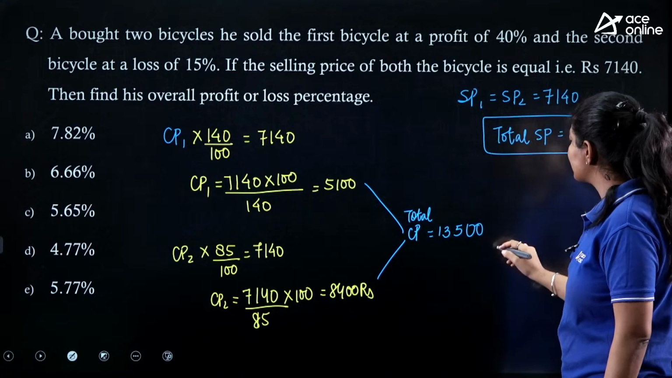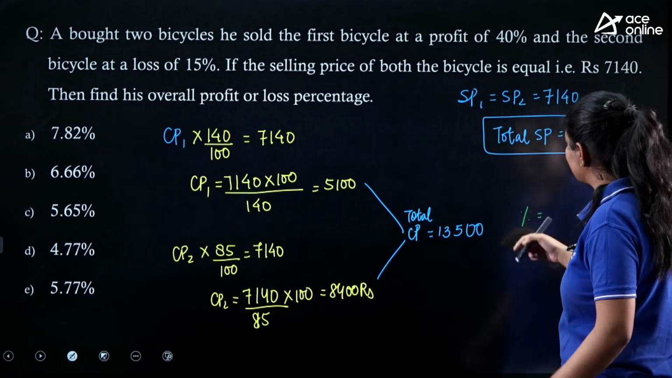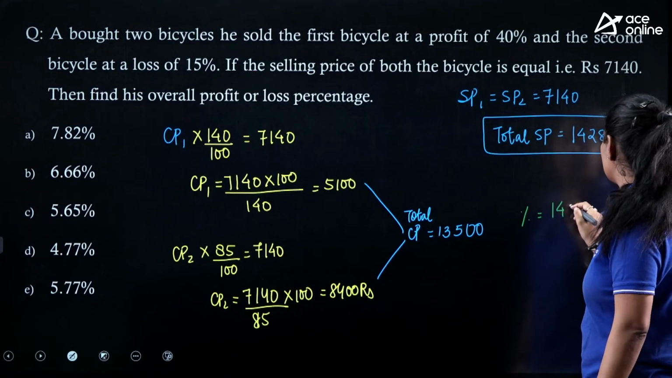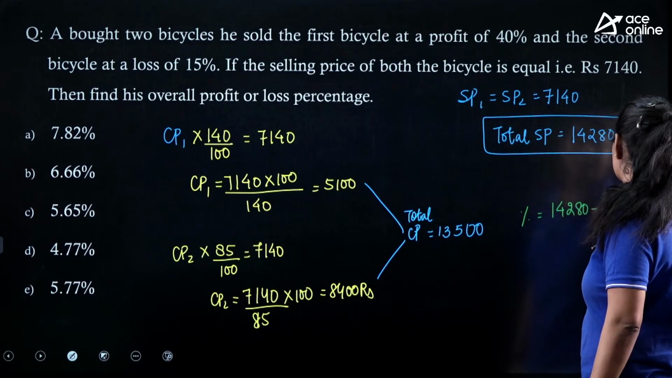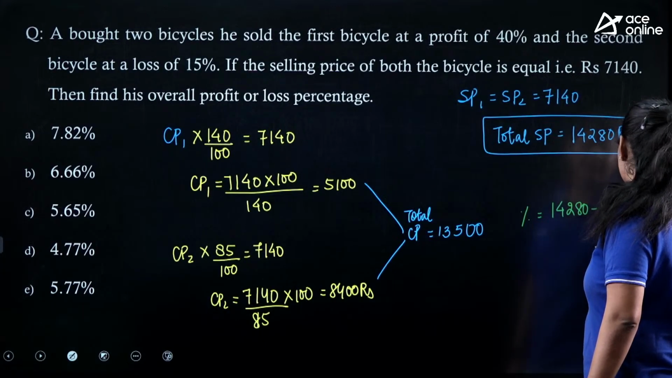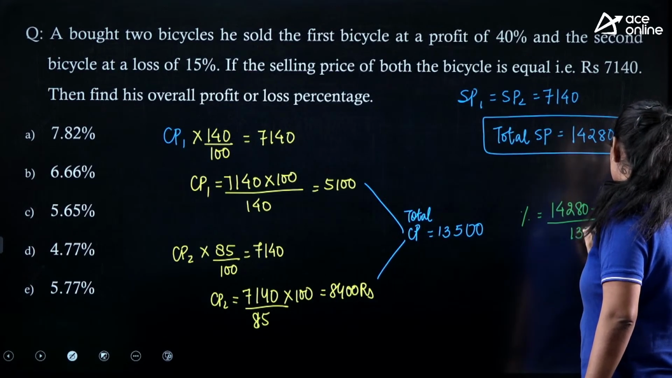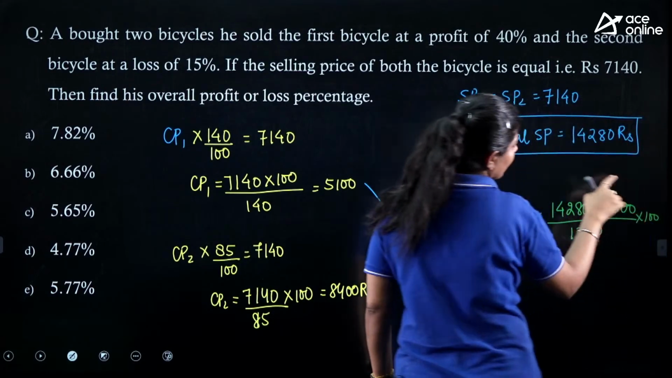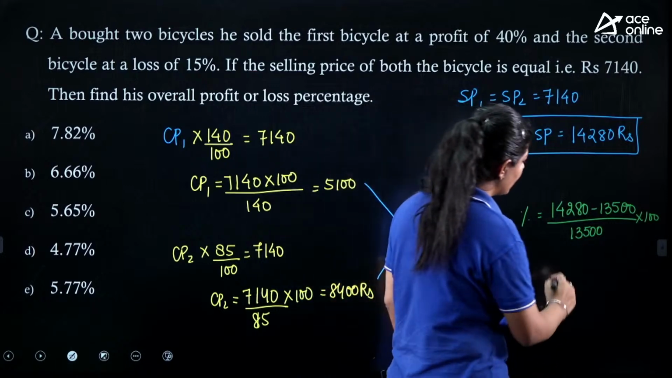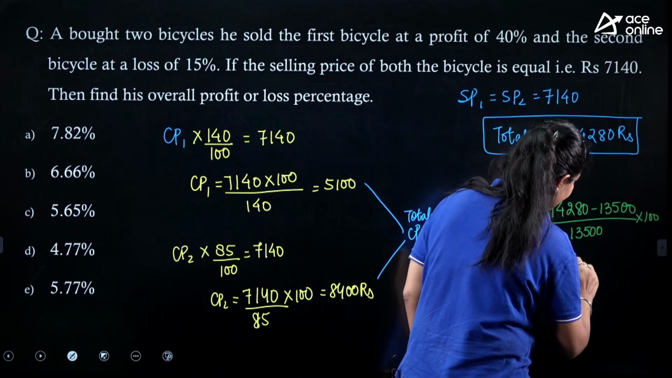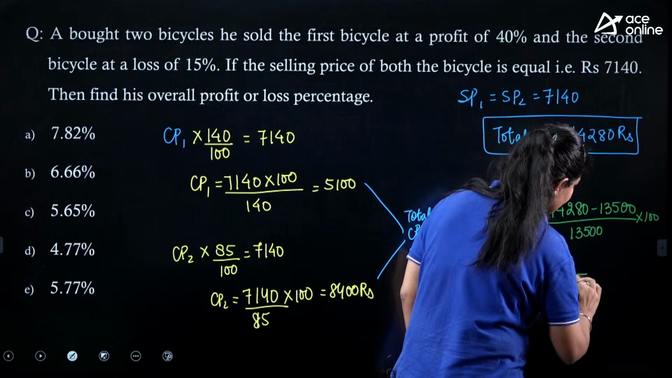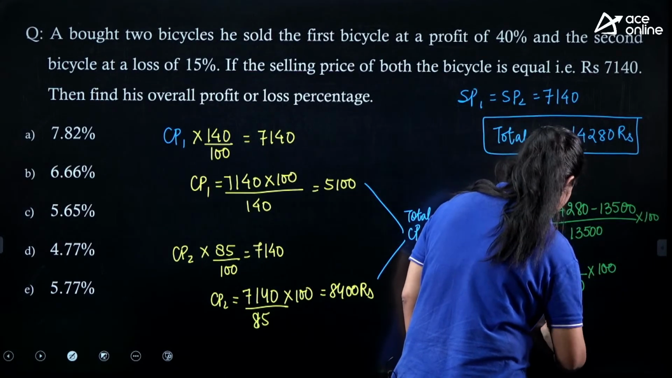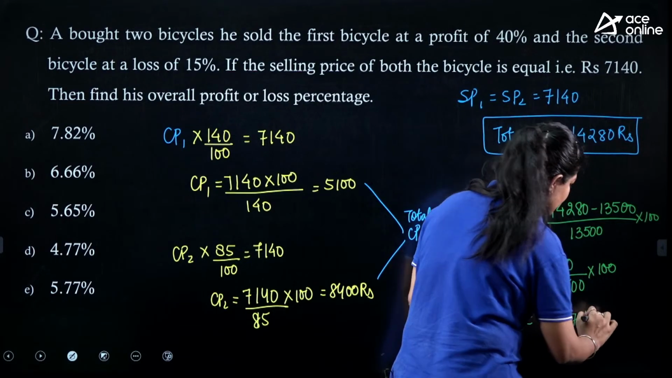Overall profit and loss is calculated as percentage change. First we need to find out the difference, which is nothing but this one, divided by the total cost price, multiplied by 100. You only need to calculate this. Once you calculate it, you will get 780 divided by 13500 multiplied by 100, and here you are getting your answer, 5.77%.